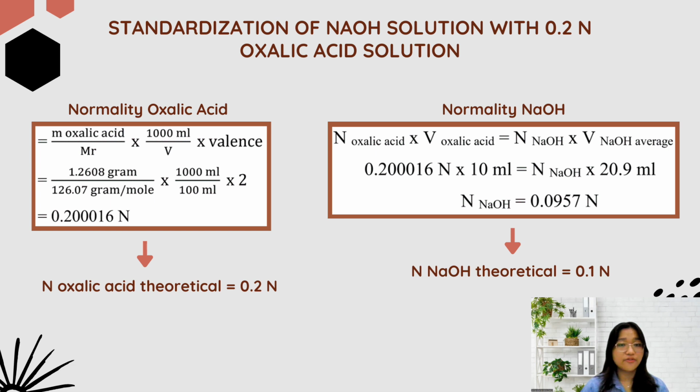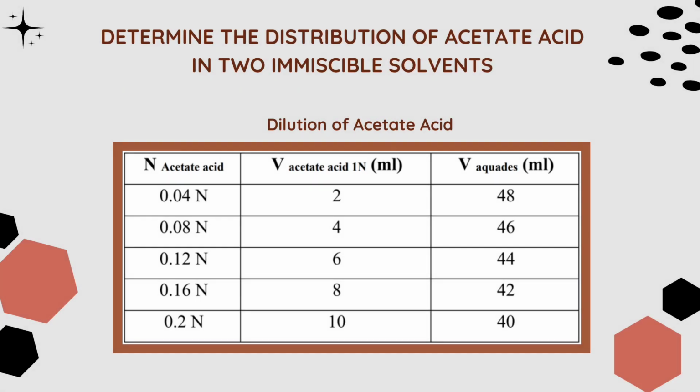The concentration of oxalic acid is 0.20016 and the sodium hydroxide is 0.0957. This is a dilution table of acetic acid to make 5 concentration variations. To determine the distribution of acetic acid in two immiscible solvents, we must know the concentration of acetic acid in water and diethyl ether.